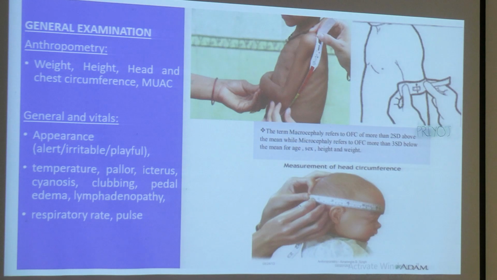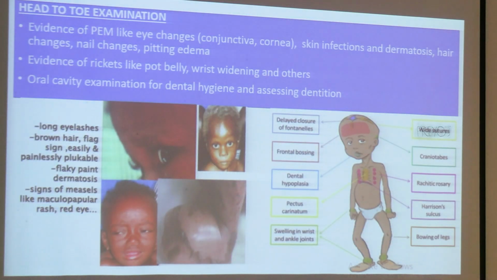The head circumference, how is it measured? In children, what are the two points? The glabella and the occipital protuberance, the maximum circumference of the head, that is the head circumference.